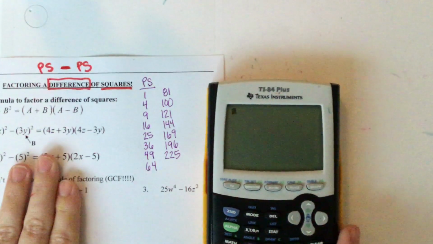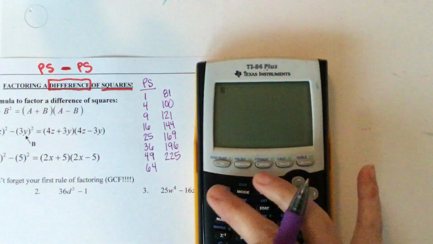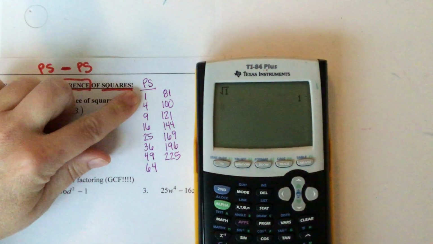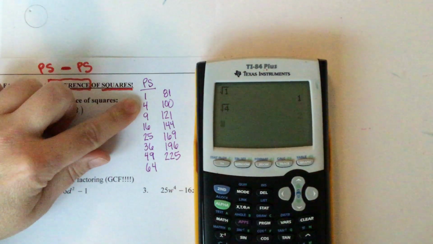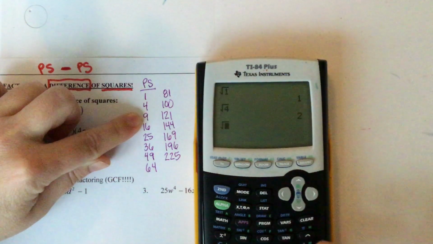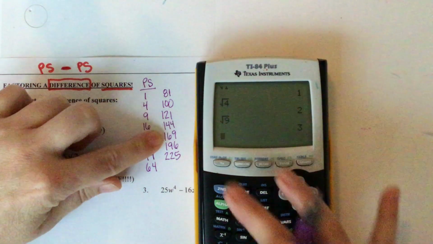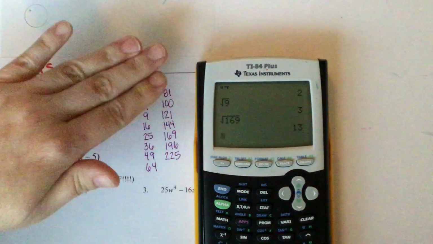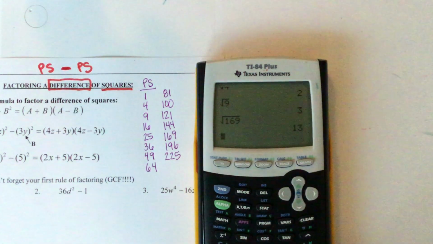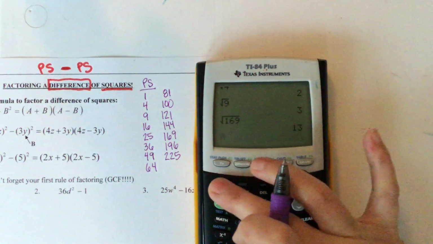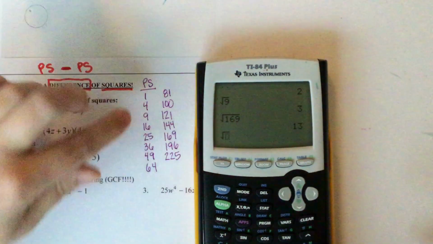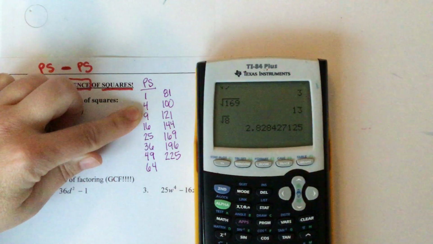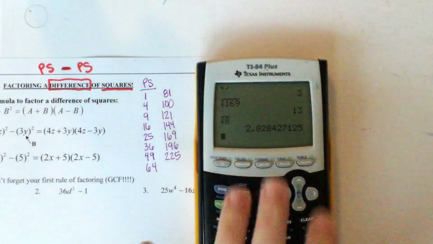Now, the reason these are perfect squares is because when you take the square root of them, you get pretty little whole numbers. The square root of 1, a pretty little whole number. The square root of 4, a pretty little whole number. The square root of 9, a pretty little whole number. The square root of 169, a pretty little whole number. But if I try to take the square root of something not on the list, like 8, I don't get a pretty little whole number. So 8 is not a perfect square.